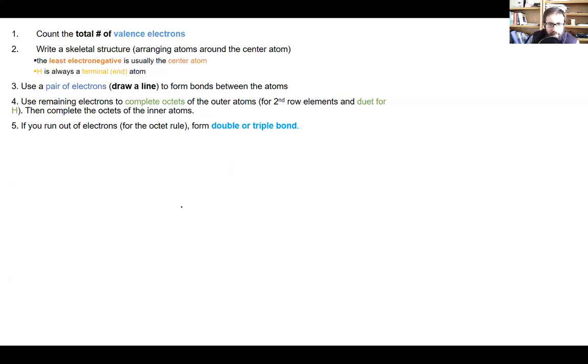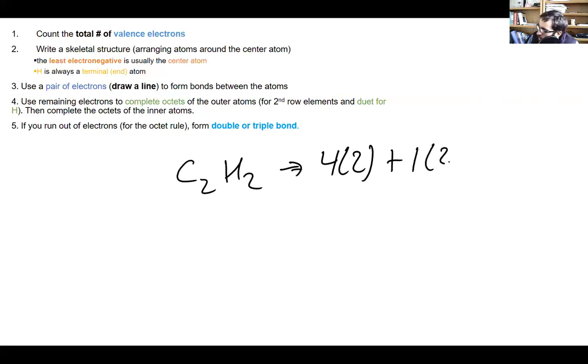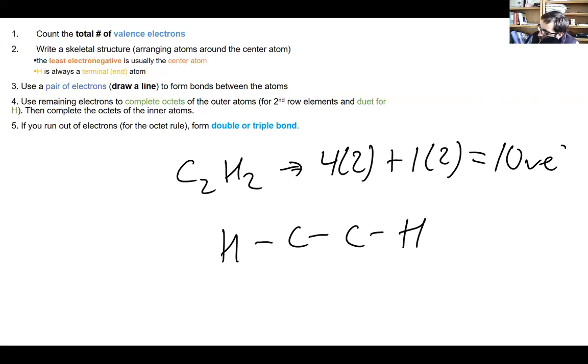Next one, C2H2. Okay, and so I've been working through all the examples that are in the slides. If you're not looking at these videos and just looking at the slides, we're going through all of them. Valence electrons: carbon's good for 4, there's 2 of them. Hydrogen's 1, there's 2 of them. That's going to give us 10 valence electrons. Hydrogen has to be at the end, that means carbon's going to be in the center. Get our skeleton set up.